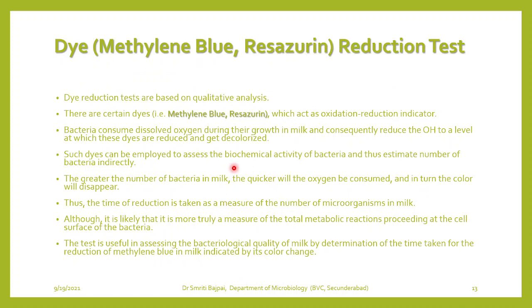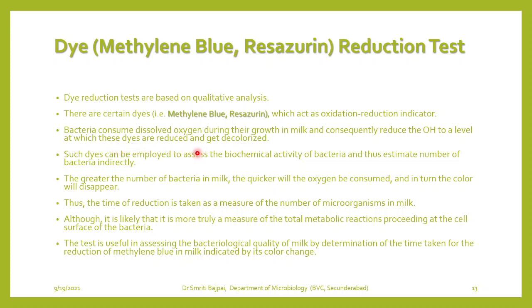Coming to the third method, that is the dye reduction test. So the dye reduction test is a qualitative analysis, and we will deal with methylene blue or resazurin. Here they will act as oxidation reduction indicators. So what is happening in these dye reduction tests: bacteria consume the dissolved oxygen during their growth in the milk, and consequently they will reduce the OH potential to a level at which these dyes are reduced.